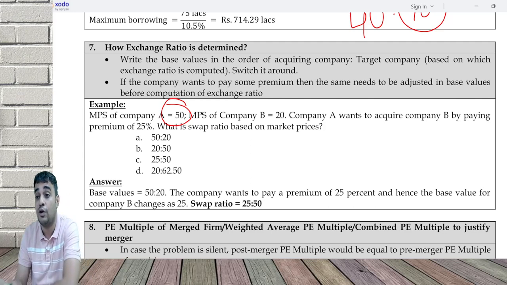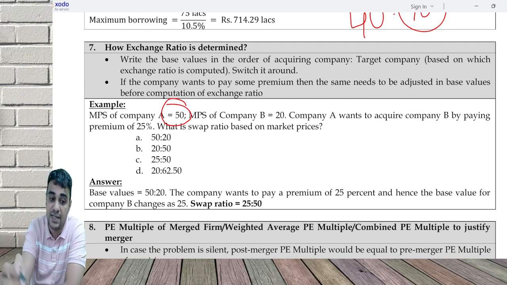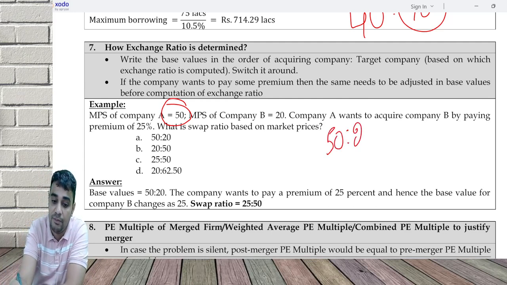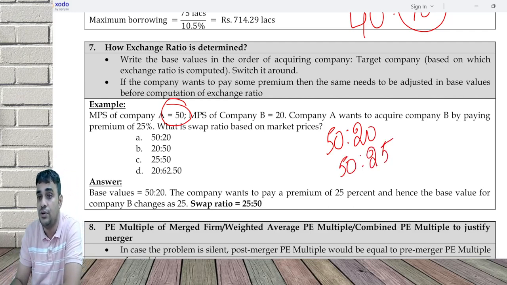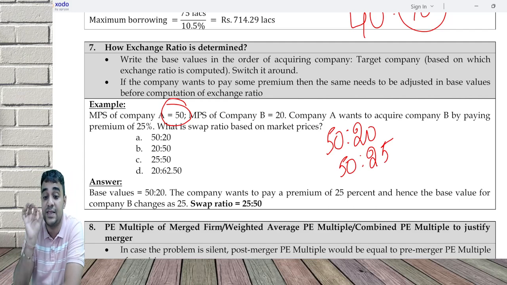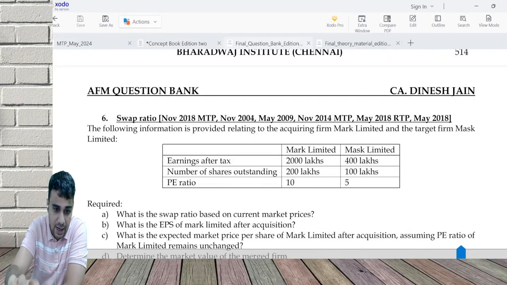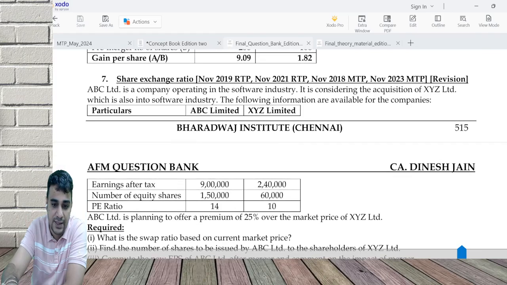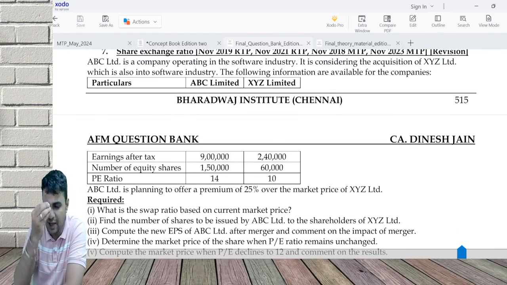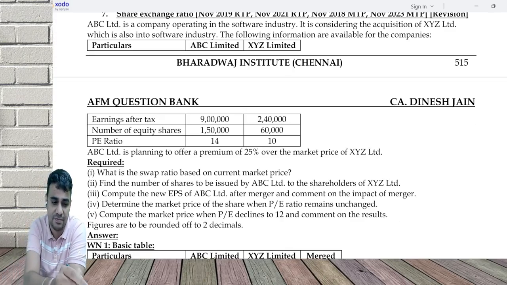Here what they are saying is, I want to pay extra 25%. So the base values are not 50 is to 20. The base values are 50 is to 25. What is 25? It is 20 plus extra 25%. So 50 is to 25 is the base value, and 25 is to 50 is the exchange ratio, 1 is to 2. I'll show you that question which came in the exam. Many students were very confident, but ICAI just made this a very simple question.